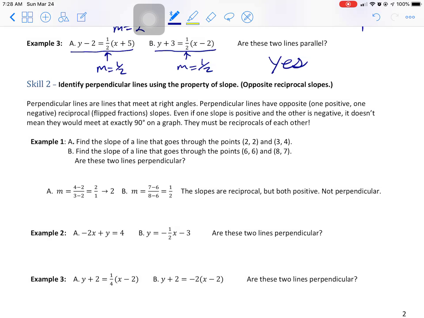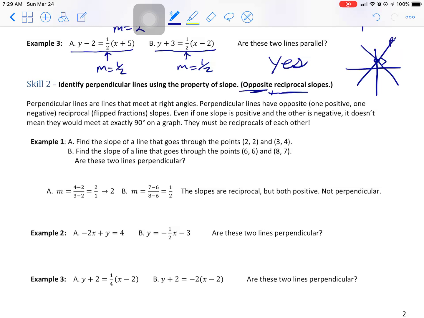All right, what about perpendicular? Perpendicular is opposite and reciprocal. Opposite sign: if one's positive, one's negative. Think about what perpendicular means. That means they have to cross each other exactly perpendicular, exactly at a 90-degree angle. That means they must first and foremost cross each other. So they have to be opposite signs.